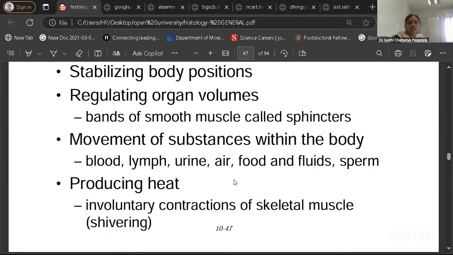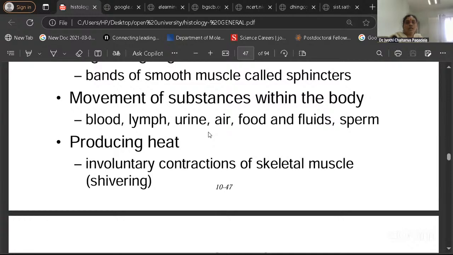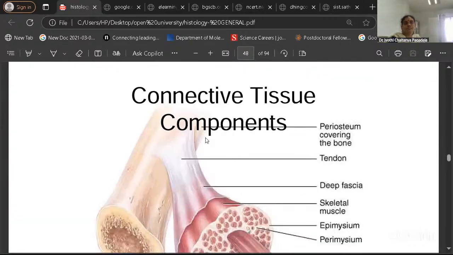The other function of muscle tissue is producing heat. This happens through involuntary contractions of skeletal muscle, that is, shivering takes place.